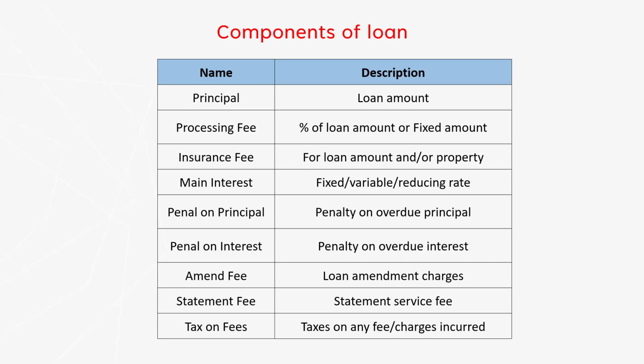And if the customer comes and asks for any ad hoc statement, other than the regular statement, then the bank can charge for it. And then on all the above fees, based on the local regulation, tax might be there. And those taxes also can be charged to the customer. So these are the various components that we mainly come across. There may be some other components also, but these are the very common components that we can see in the market.